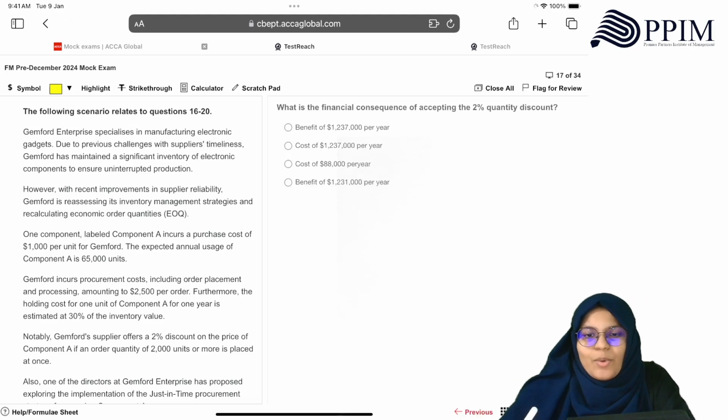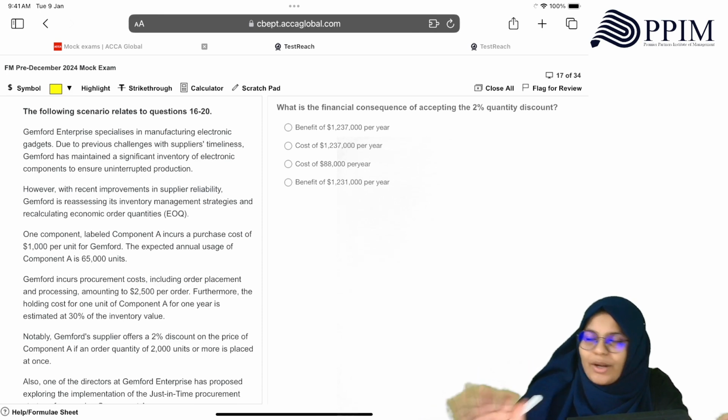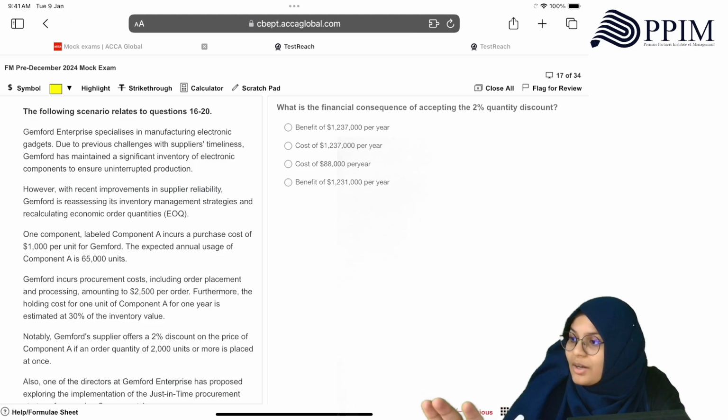Now they are asking what is the financial consequence of accepting a 2% quantity discount. Okay, so I have said this before, right? Now EOQ, if there are no discounts, we don't have to think twice. That is the quantity which minimizes your total cost. So you will go and order the EOQ of 1041 units and call it a day, right?